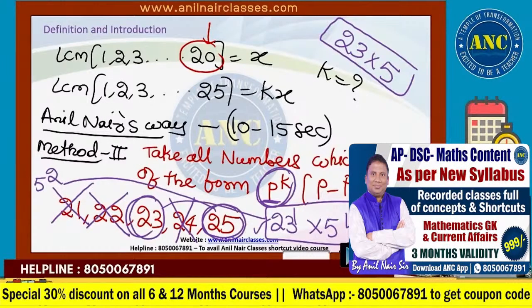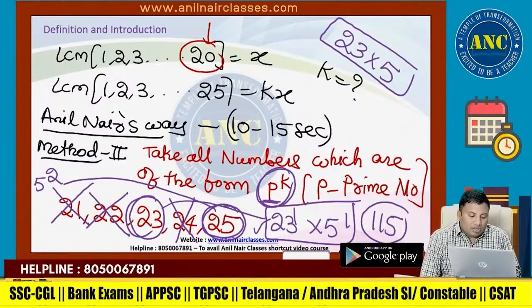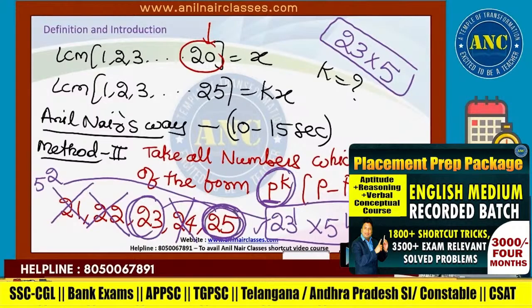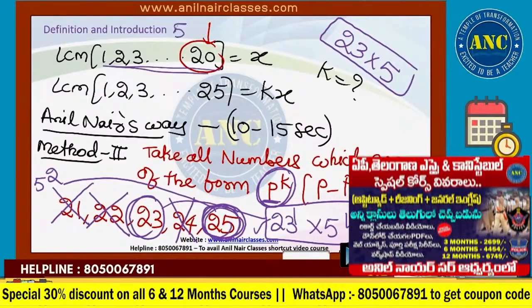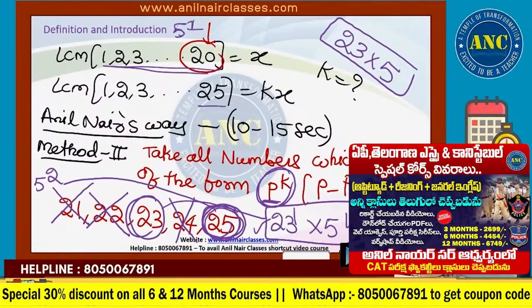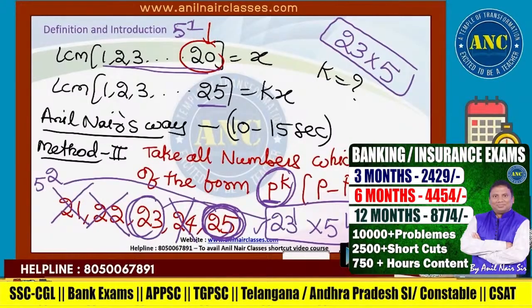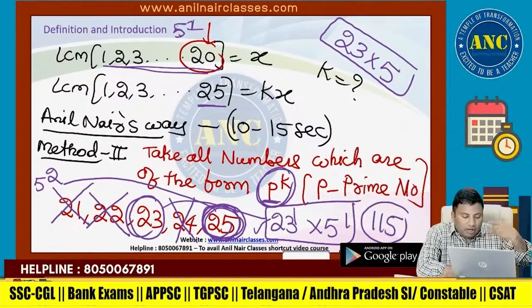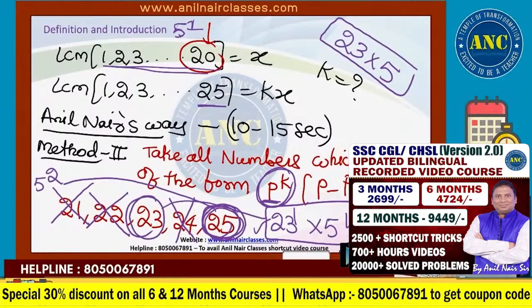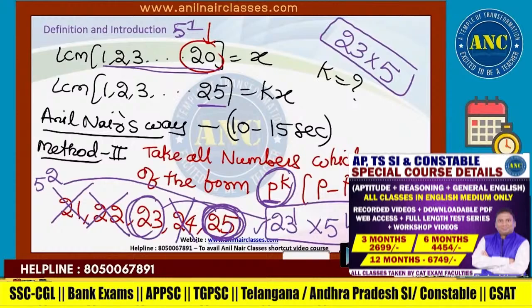Sai Kirti, I will take another 5 because 25 is 5 square. But till here, one power of 5 is already there in this number. I want till 25. 5 power 1 is there till 20. But I want till 25. So therefore an extra 5 is there. 23 into 5 is 115.